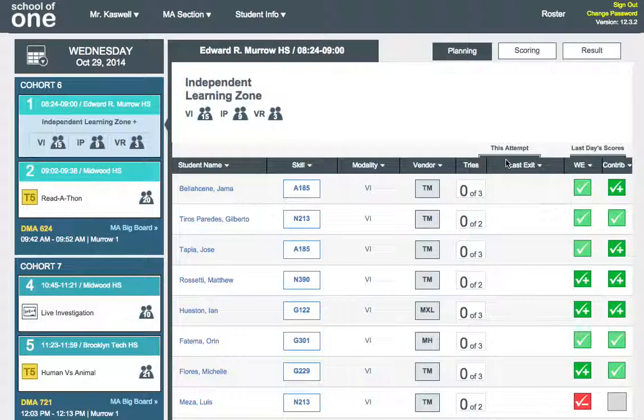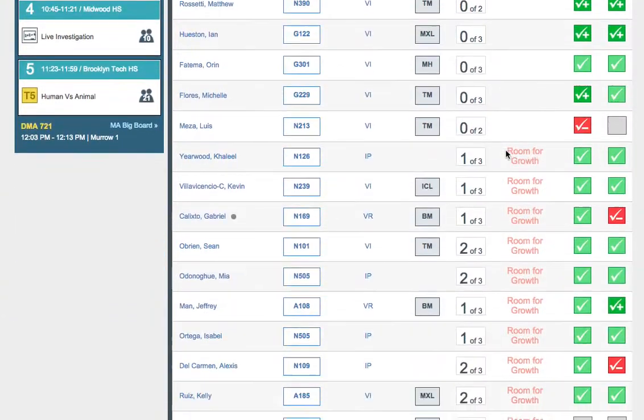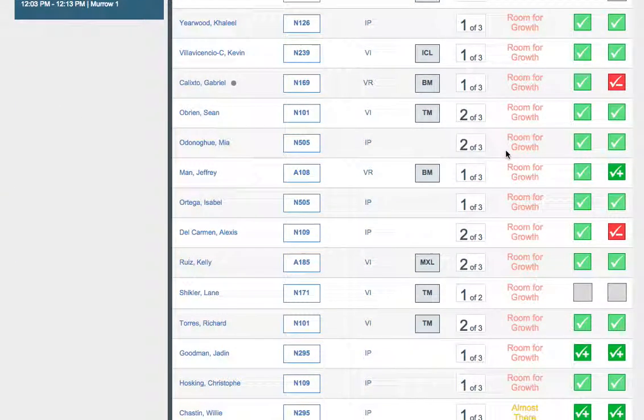I'll always help a student. But I can then allocate my time and do my targeted intervention with all of the students that either have room for growth or they're noted as almost there, and I'll get to that in a second. The students who have room for growth, depending on how many tries there are, that's not really as relevant anymore, but the students who have room for growth means they got a 0, a 1, or a 2 out of 5 on their previous day's exit slip.